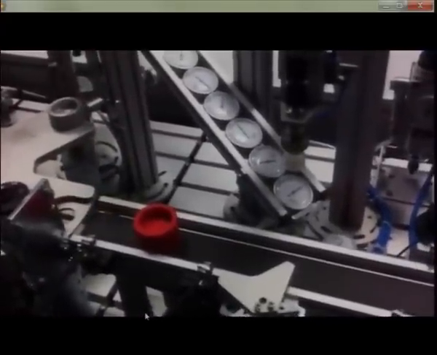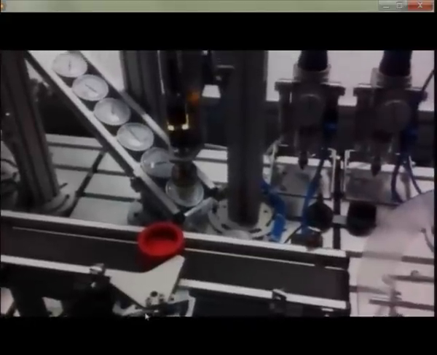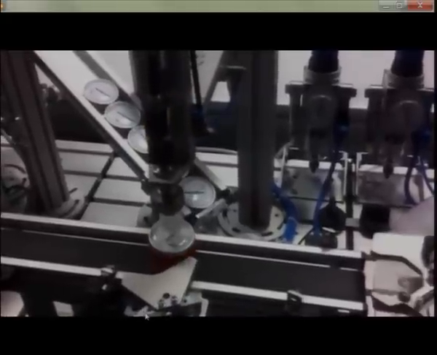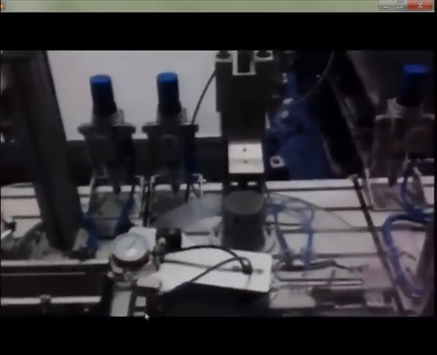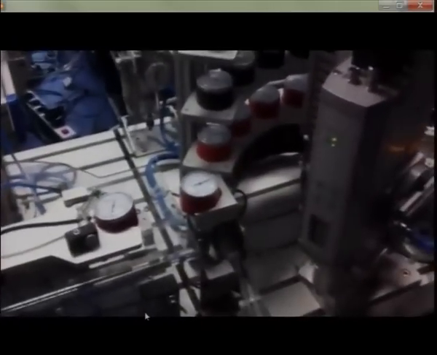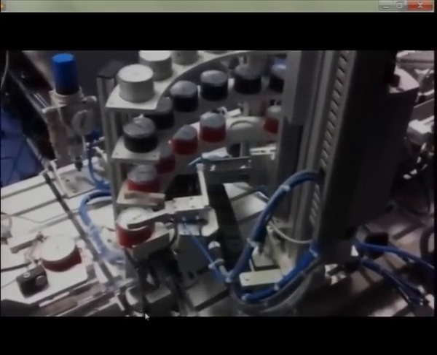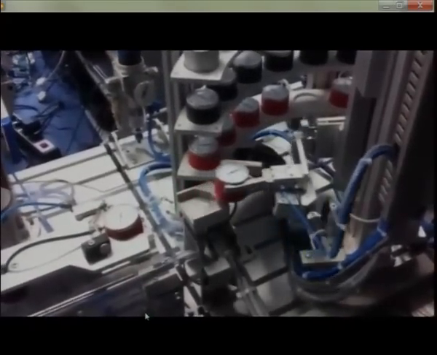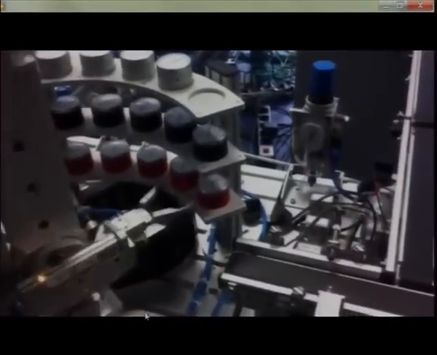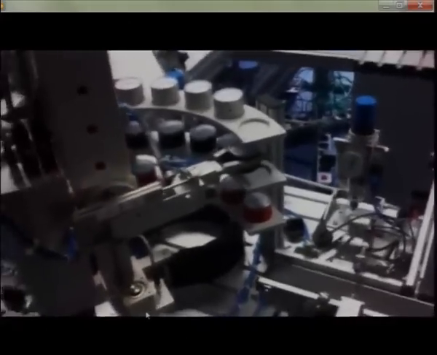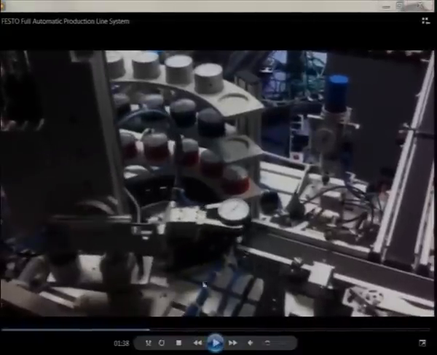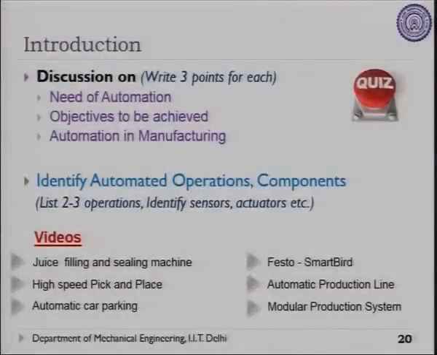Can you identify this small actuator here? What type of actuator is it? Just write down. Yes, this one. Rotary actuator. You can see a lot of automated components around. This is more close to basically a manufacturing system.